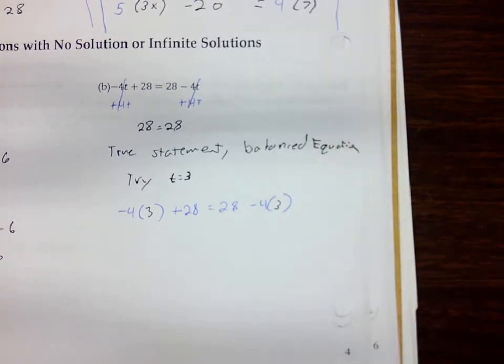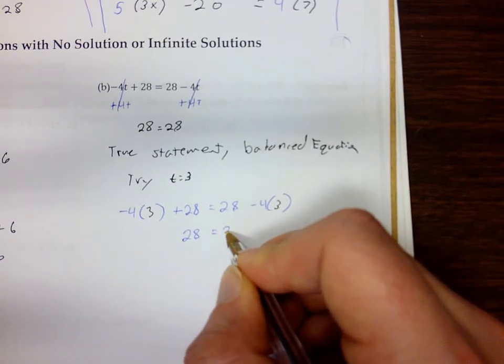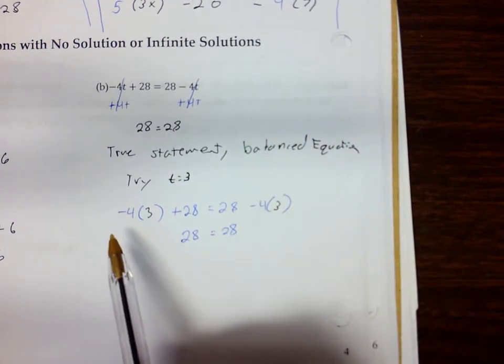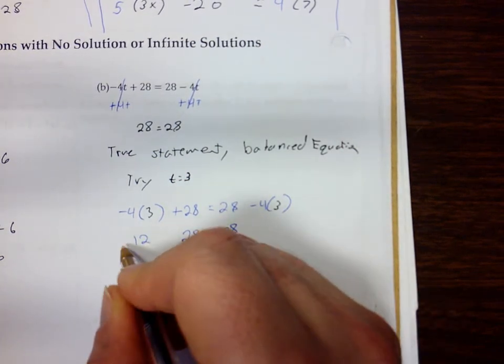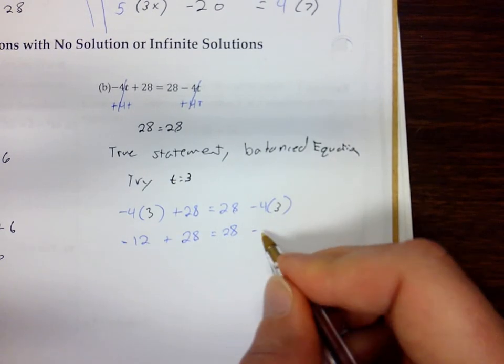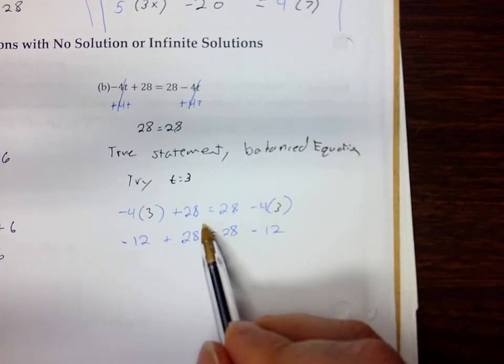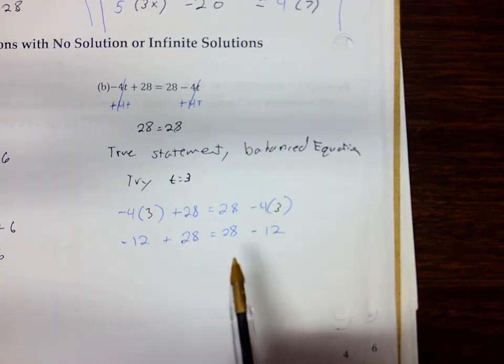So what is going to happen? On the left, I still have my 28. On the right, I still have my 28. It's just that now we have an additional term. Minus 4 times 3 is negative 12. On the right, negative 4 times 3, negative 12. So you see, I've still got my balance, 28 equals 28. I've just subtracted 12 from each side.